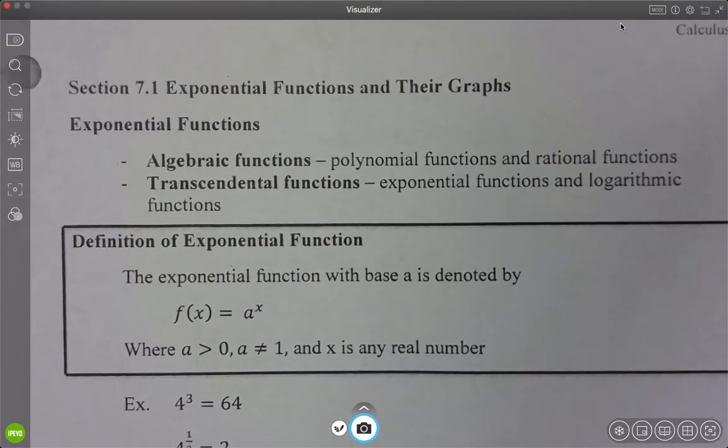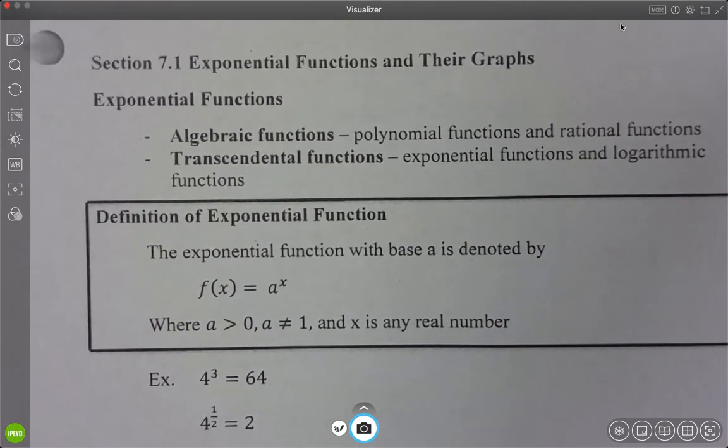Okay, Calc, we're moving on into chapter 7, which is exponential functions. Here at the end of this chapter, we're going to start doing derivatives with exponential functions. But we've got to talk about and do some background of exponential functions, so this is going to feel like a lot of review.